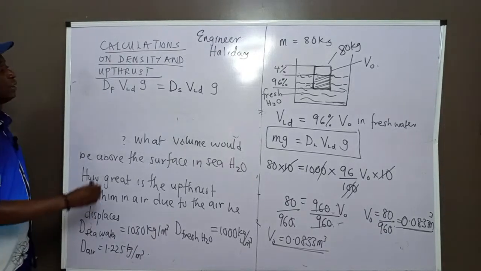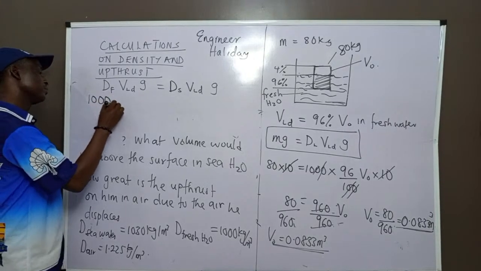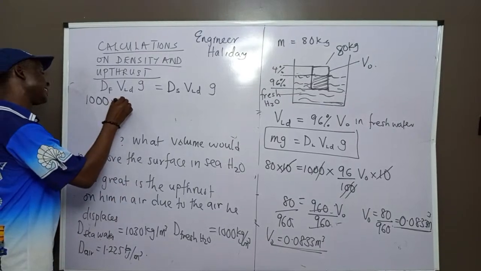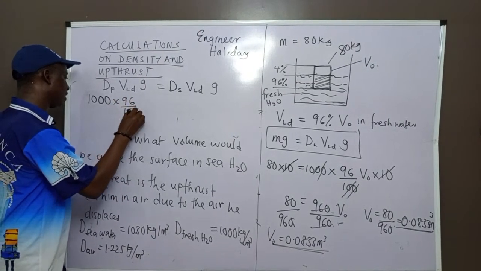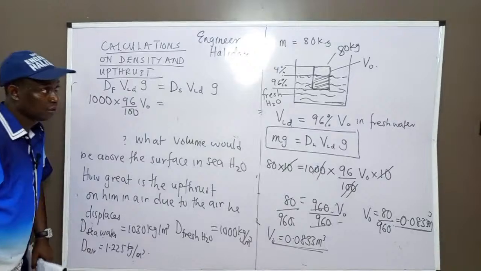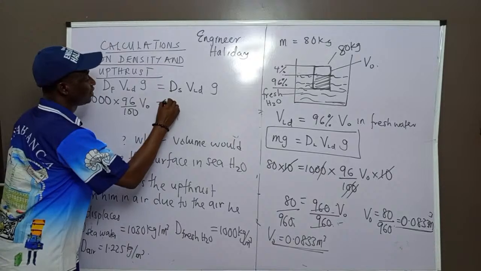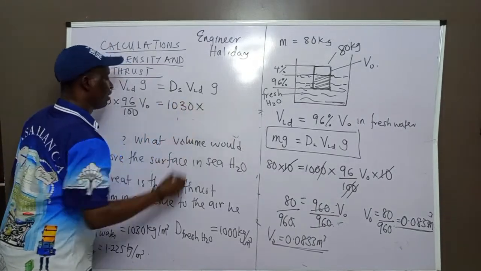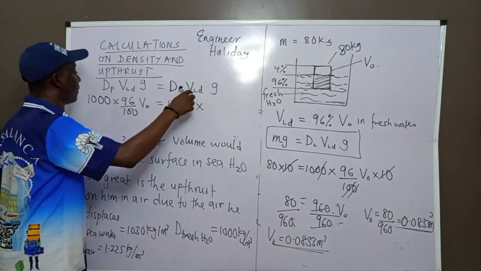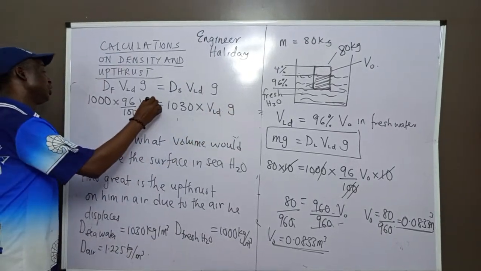Now, what is the density of fresh water? 1,000 times the volume of liquid displaced, which is 96 over 100 of the volume of the object, is equal to what? What is the density of the seawater? It is 1030 times the volume of liquid displaced, which is the volume that will be inside the water. That is what this one means: VL times G, this one times G also.